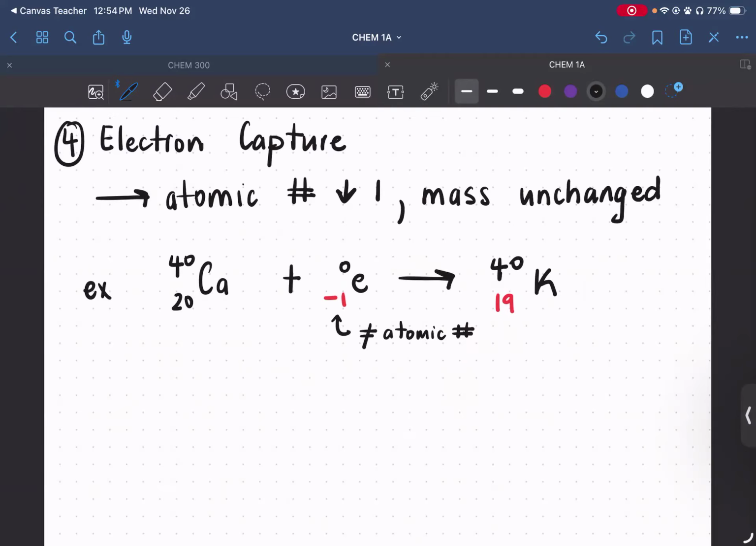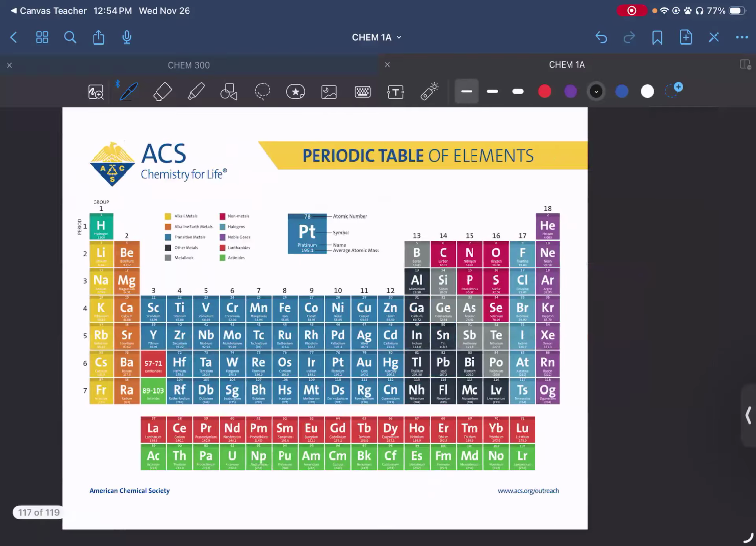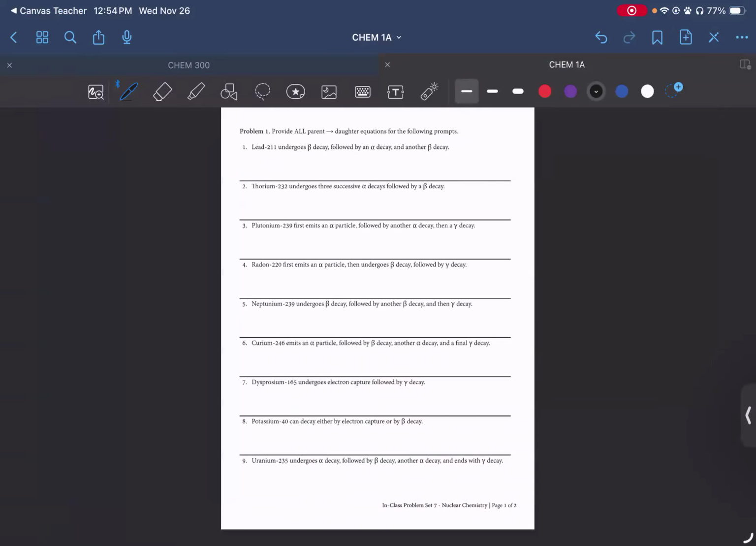And those are the 4 types of radioactive decay, nuclear decay. You will not be given these descriptions as part of your exam, your final. You are expected to know them. And to understand a little bit more about how I might ask you a question, let's jump into the next problem set, the other handout I gave out.